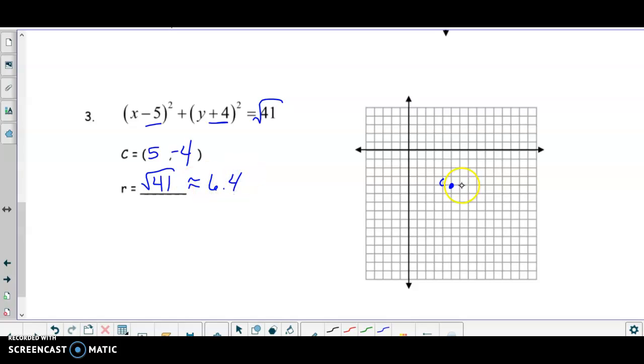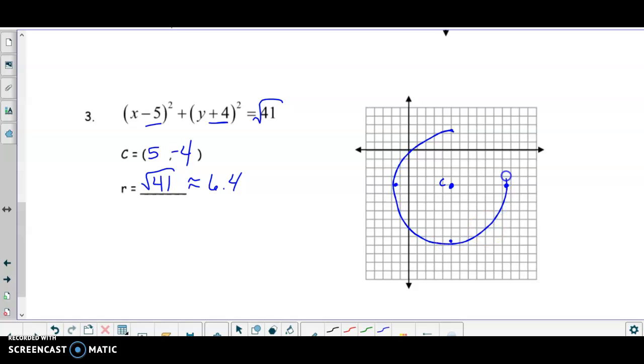So I need to count 1, 2, 3, 4, 5, 6, and go about 6.5-ish, so 6 and a little bit more, in each direction.